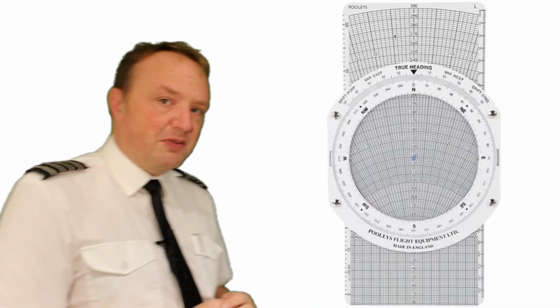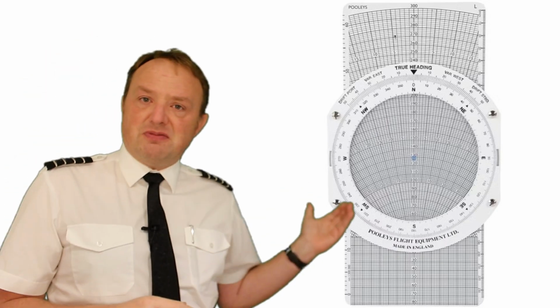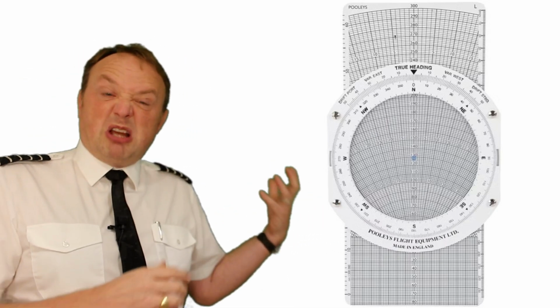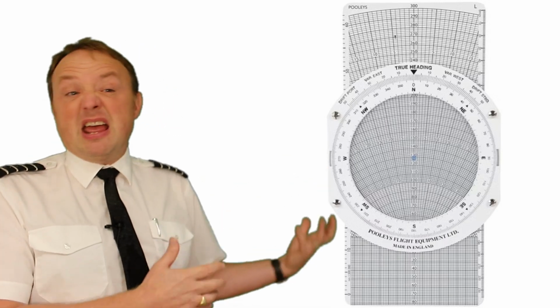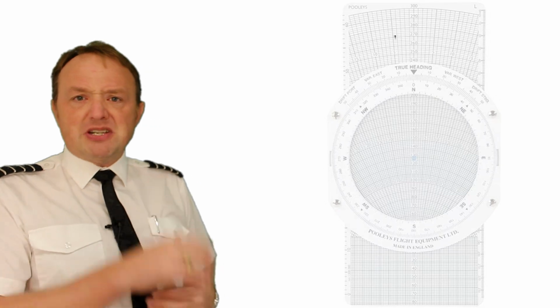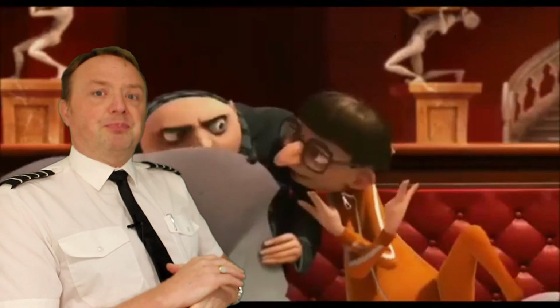Hello, this video tutorial is all about the wind side of the CRP5. This device allows us to illustrate and to calculate the effect of wind velocity on aircraft velocity. The reason I'm saying velocity as opposed to speed is, of course, velocity is a vector.